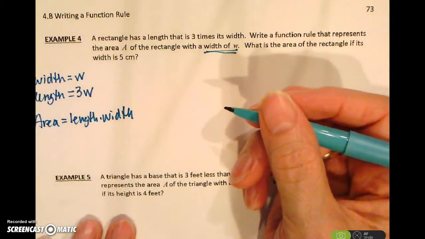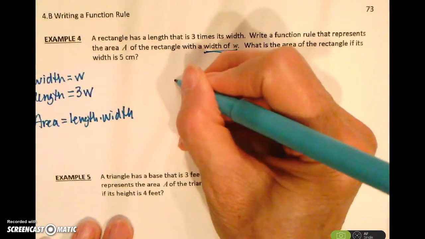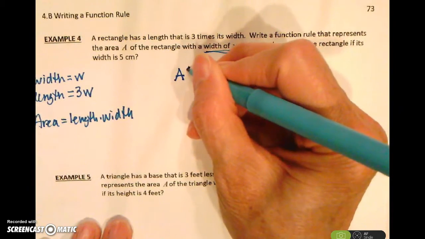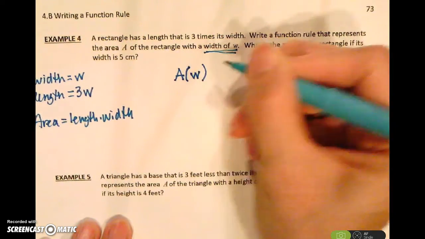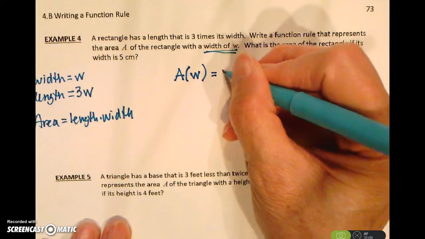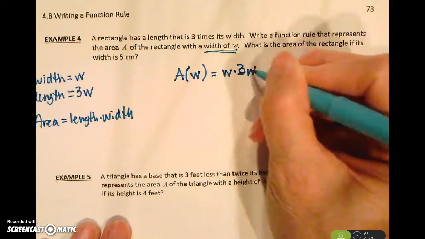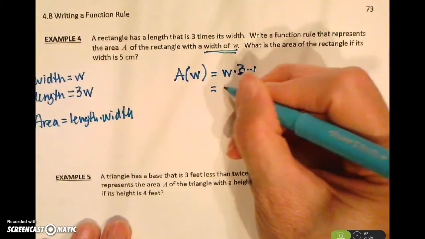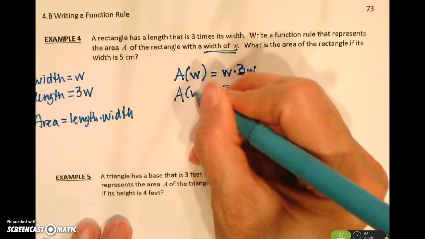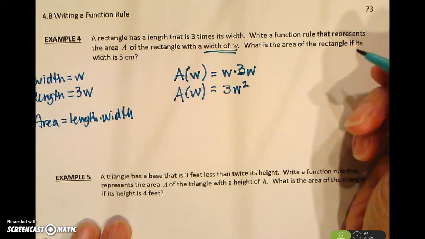So to express that with our function rule, area would be the dependent variable. We want to express it in terms of width, so it's going to be A of W is equal to length times width, so that's going to be W times 3W, width times length, which is going to simplify to 3W to the second power. So A of W is equal to 3W squared.